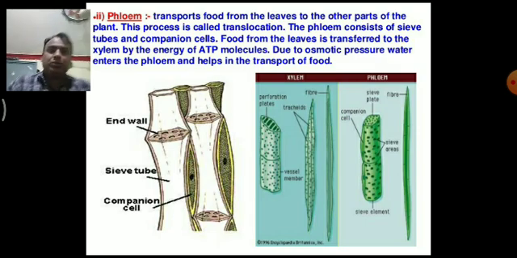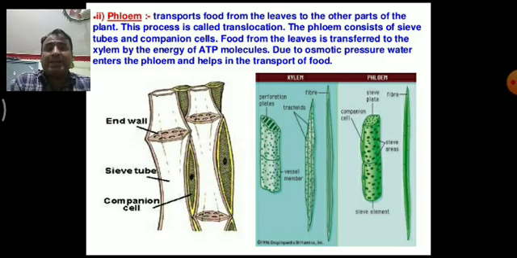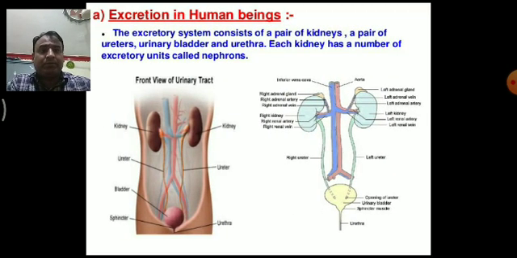So there is a big difference between xylem and phloem. In xylem, the transportation is unidirectional. It is against gravity, in the upward direction. But in phloem, the transportation or translocation is bidirectional. First the food is translocated to the roots. The roots store the food, and during the flowering and fruiting stage, this food is again translocated toward the fruit and flower. This is all about the transportation system in plants.